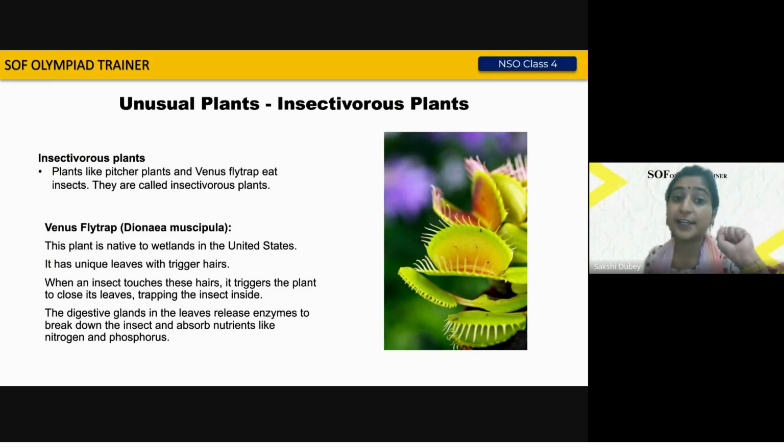On to some of the unusual plants. Okay, we'll discuss some of the unusual plants, mainly the insectivorous plants and one more type.